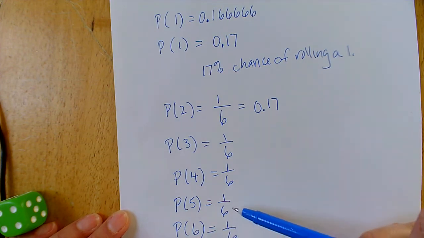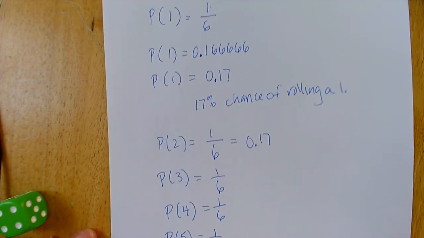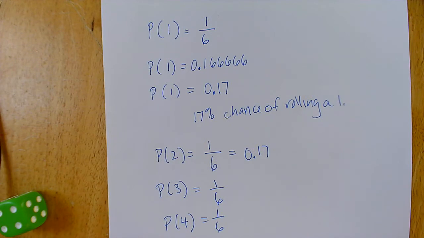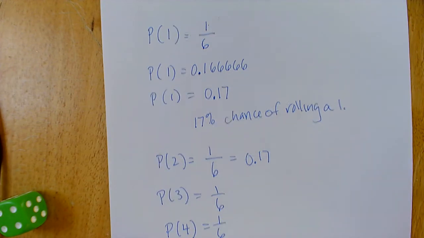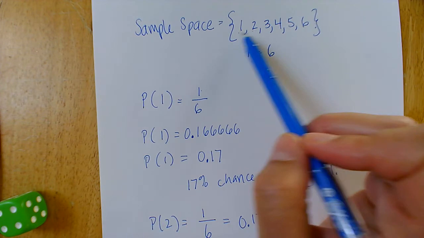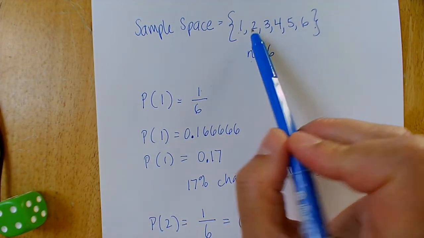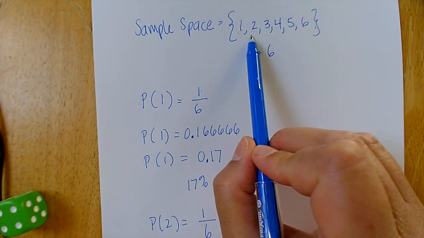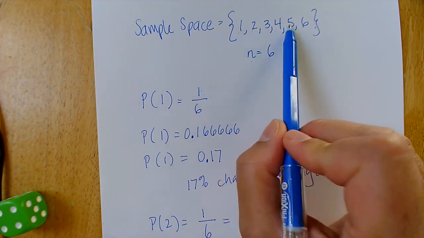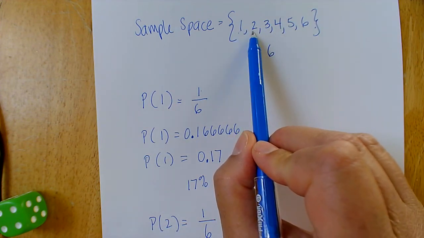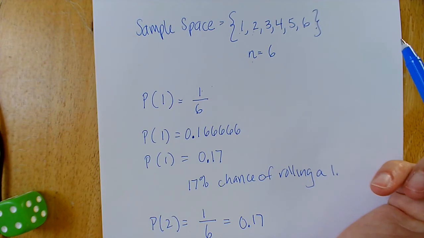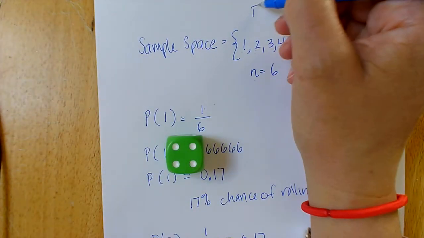So notice, each one of these has the same chance of being rolled. And that's what I meant by a fair die. It's not weighted, which means that the 2 isn't going to come up more often. We have the same probability of the 2 being rolled as any other number. So this is a fair die.